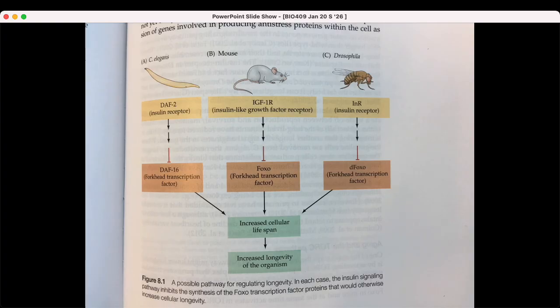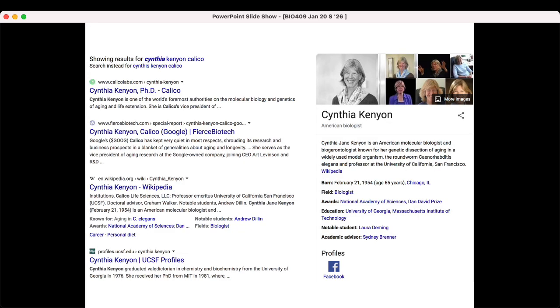Here's a figure from a different book that shows a little worm, a mouse, a fruit fly. They all have FOXO. They call them different names, but it's the same protein. It's a very, very closely related protein in its amino acid sequence and its function. Here's a person who was the pioneer of studying FOXO and regulation of lifespan. Her name is Cynthia Kenyon.